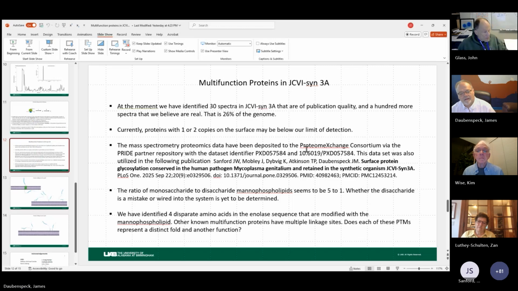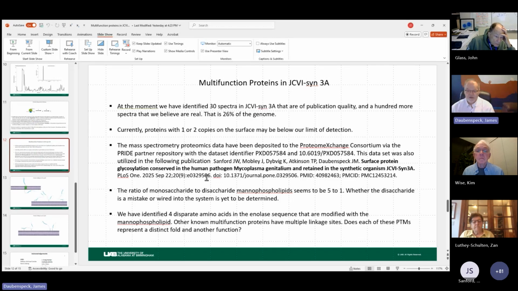And now I will admit that at least in Mycoplasma genitalium, proteins like the adhesins are held on with this molecule as well. So some of these may not be multifunction proteins. Currently, proteins with 1 or 2 copies on the surface, really low population proteins, we're probably not picking up.